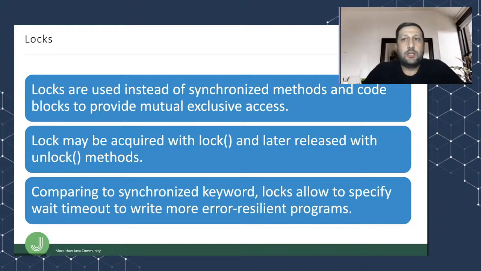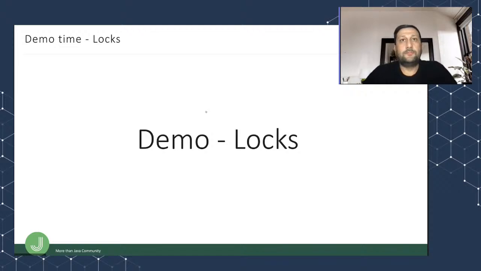Comparing to the synchronized keyword, locks also allow specifying a wait timeout, to write more error-resilient programs. Also, a synchronized block doesn't support fairness. That means any thread can acquire the lock when it is released. But by using the Lock API, we can specify the fairness property. It makes sure that the longest waiting thread is given access to the lock. Let's move on to the demo and check out the logs.